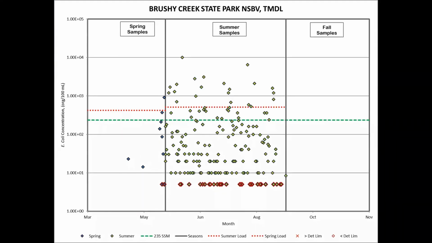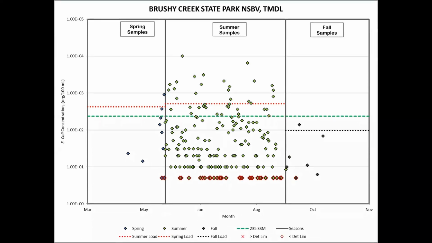From here, we can plot our summer data points. And it's pretty much the same thing. The existing load in the summer is represented by this red dotted line, which again is above our allowable concentration of 235. And then we can plot data collected in the fall. Our fall loading is represented by the black dotted line, which is below our allowable concentration.